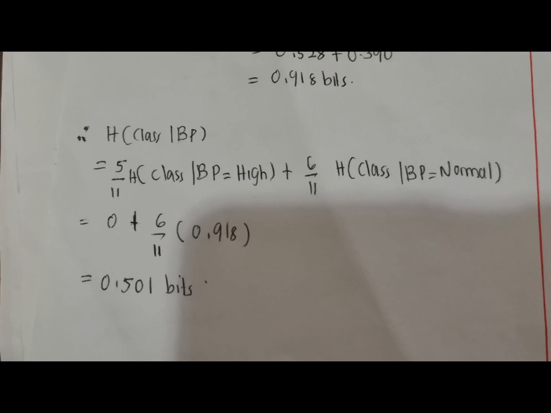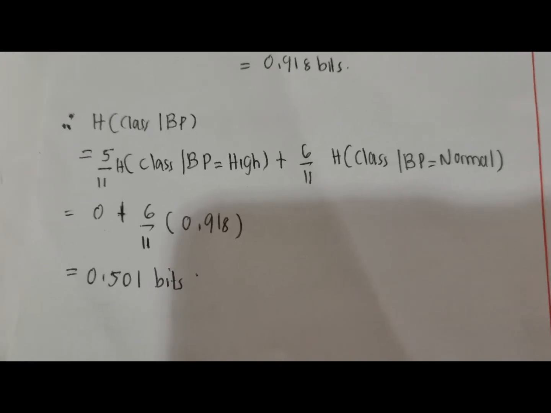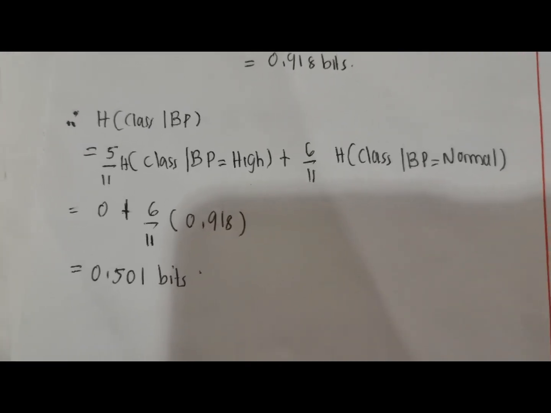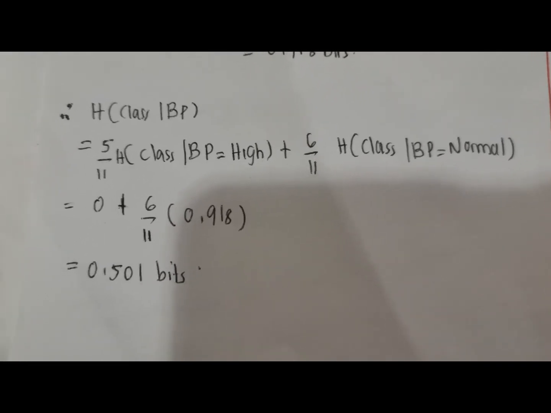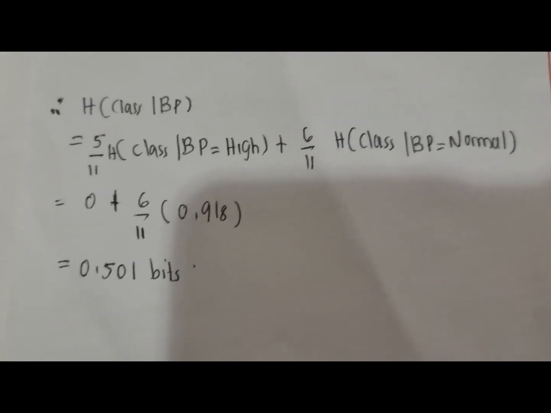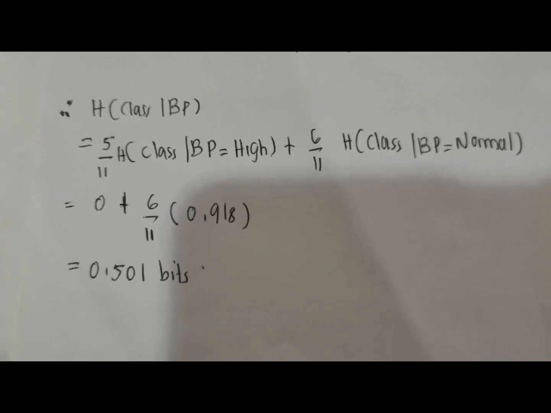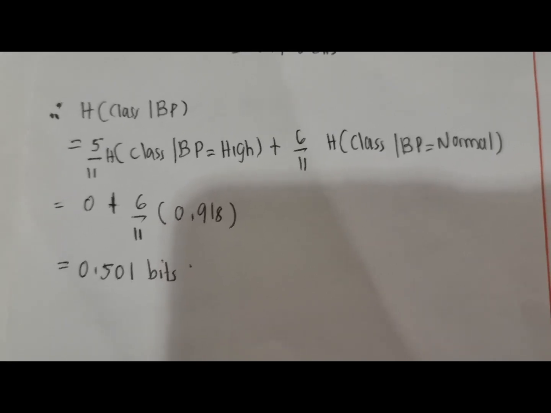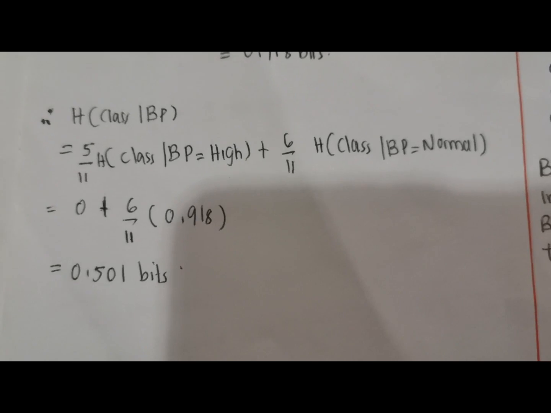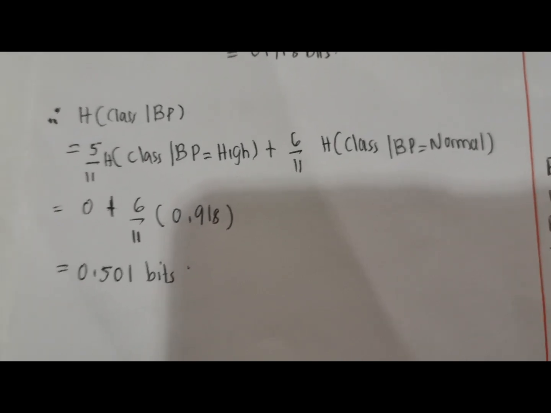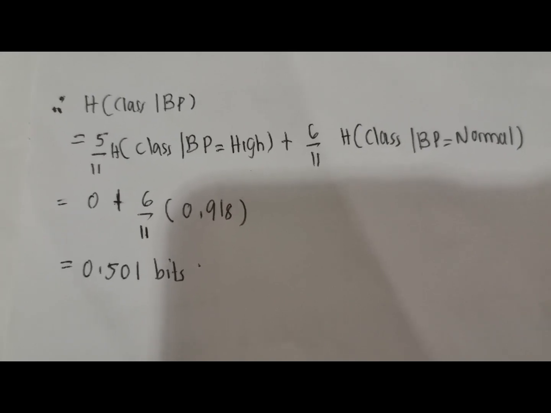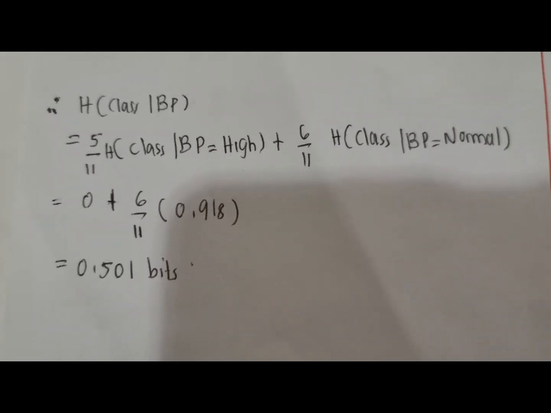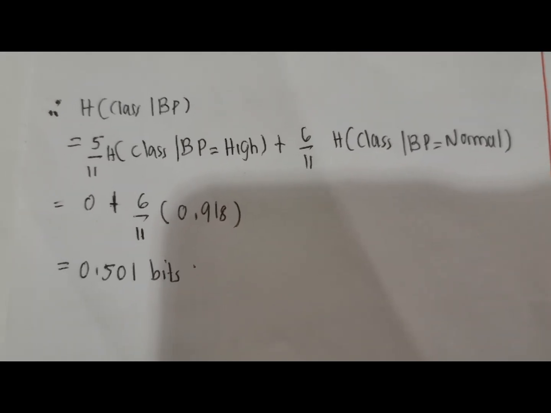So we can find the H class for blood pressure now. So this is the equation: 5 over 11 times the H class of blood pressure high plus 6 over 11 times the H class of blood pressure normal, and then we get 0 plus 6 over 11 times 0.918. Then we get 0.501 bits for the H class blood pressure.